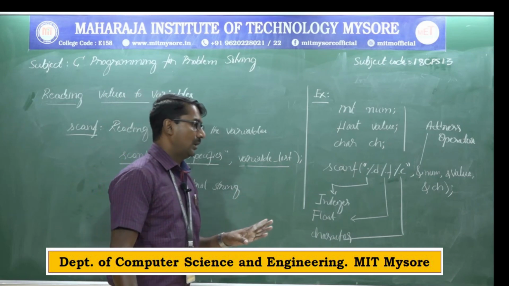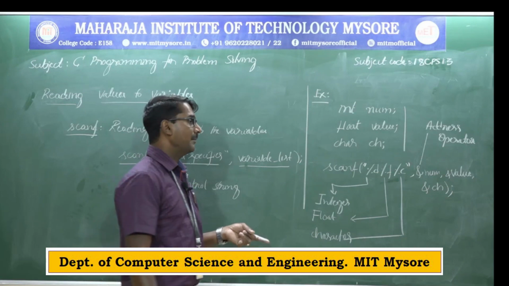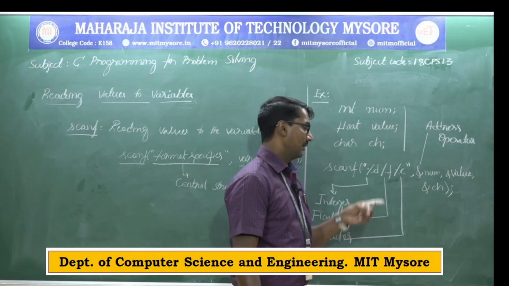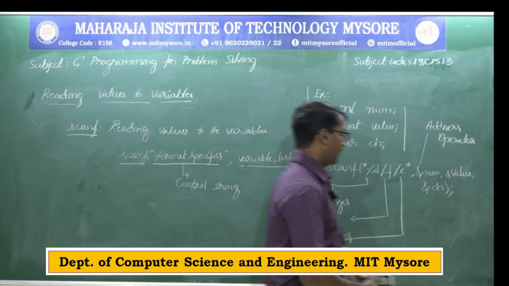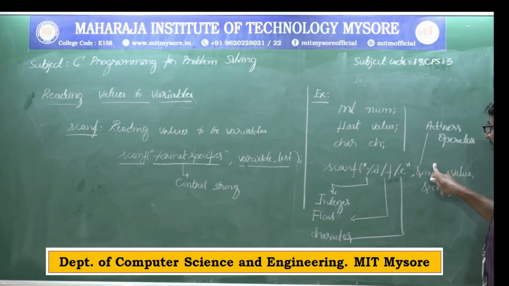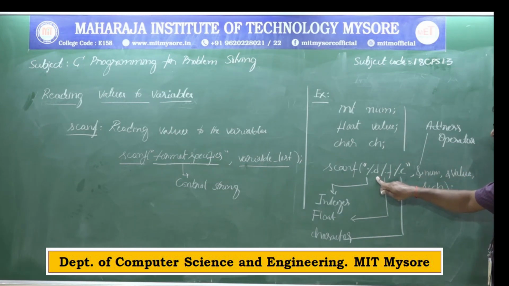When you are writing the scanf statement, we need to consider mainly three things. The first thing is the order in which you specify the control string: the same order we need to specify the variable list. Example, here we have specified %d, so the first variable must be an integer variable, that is num. If instead of num you write value, it will return an error message, because %d is for integer type and %f is for float type.